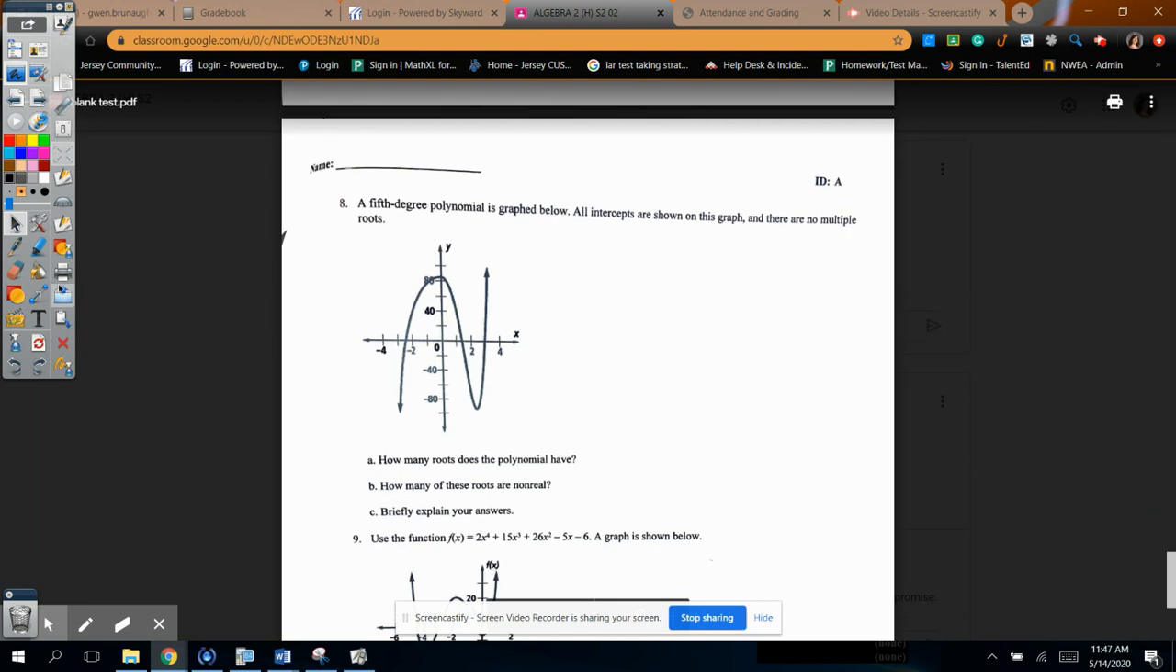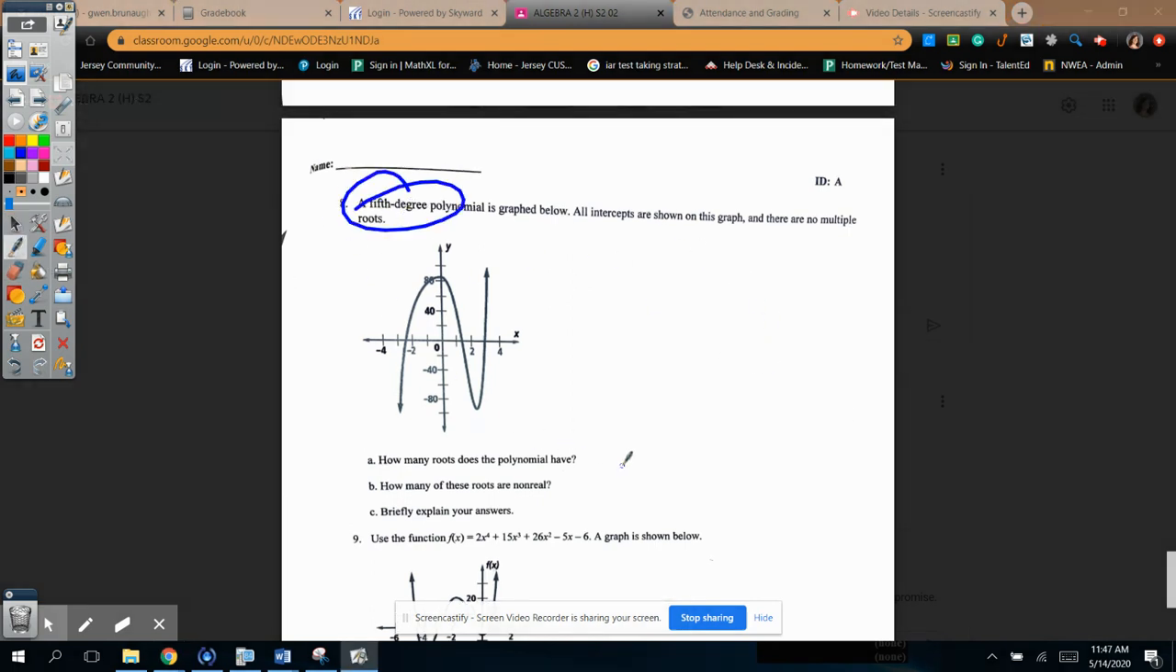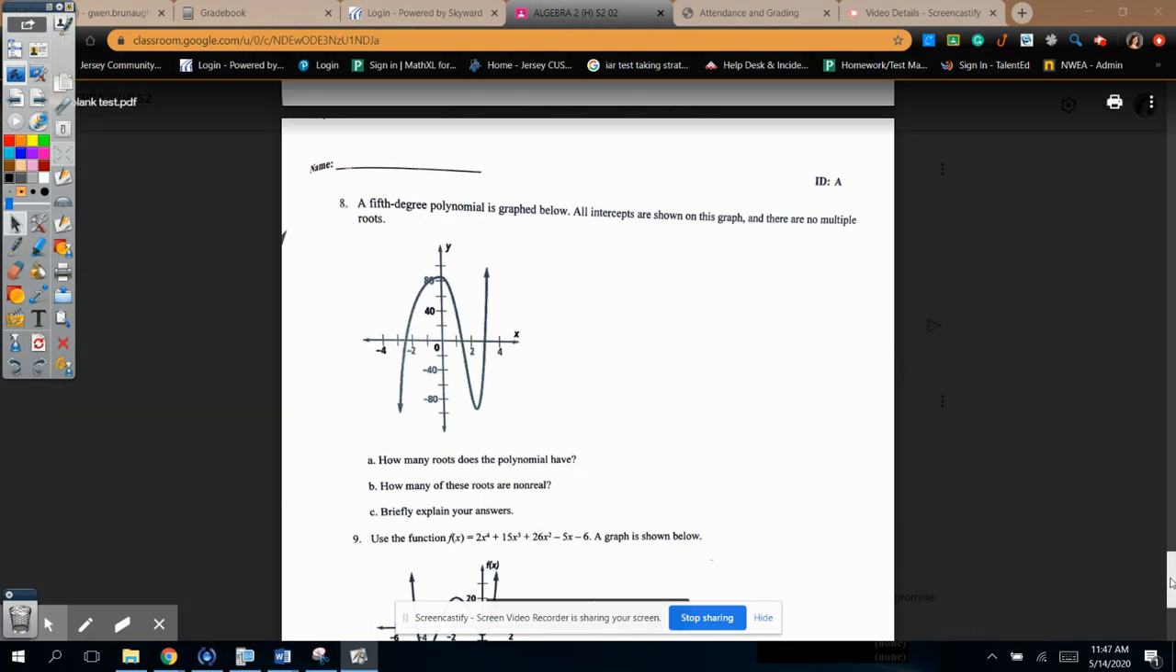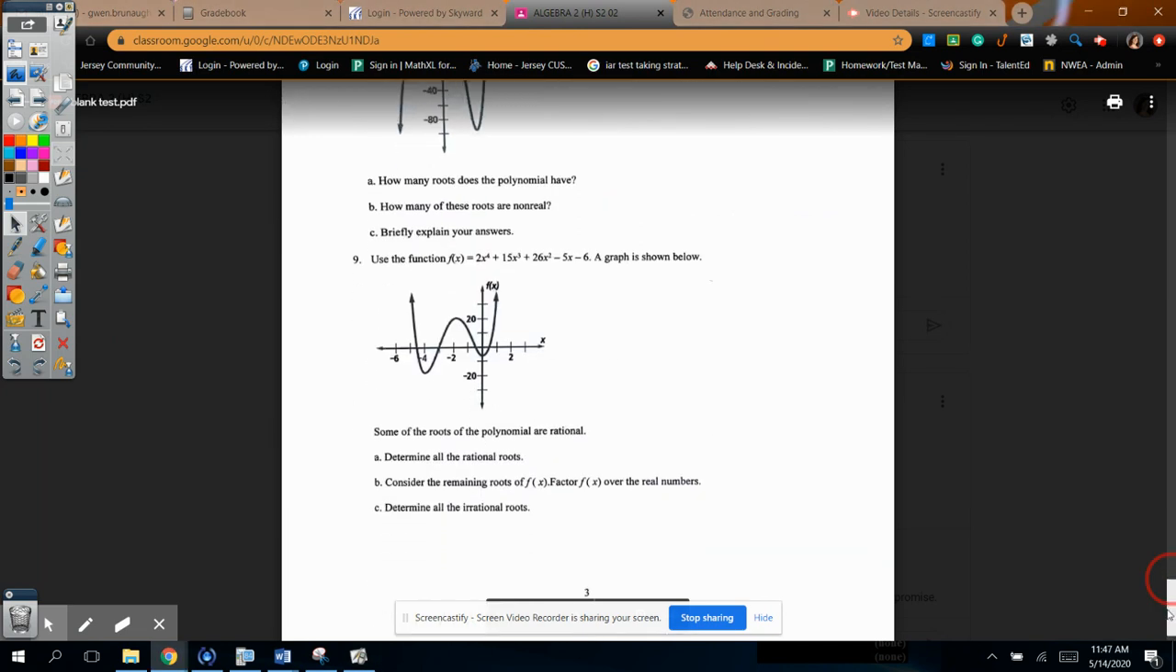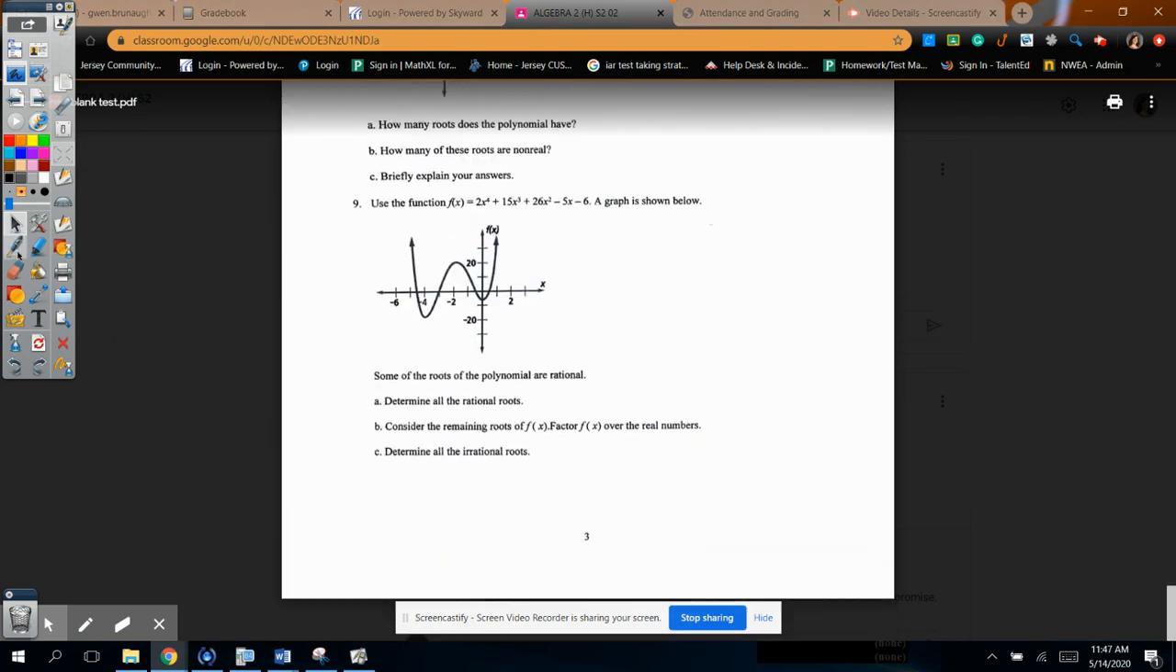Okay, these last two are the ones you care about, though. Fifth degree. That tells me how many roots there are. There's 5. There's no multiple roots. So how many of these are non-real? Well, I see 3, total of 5, so 2 are non-real, and that's what you write. Number 9 was the hardest on the test because we don't really talk about all this. I wondered if you'd be able to figure it out or not, but the 2 in front is what makes this really hard.